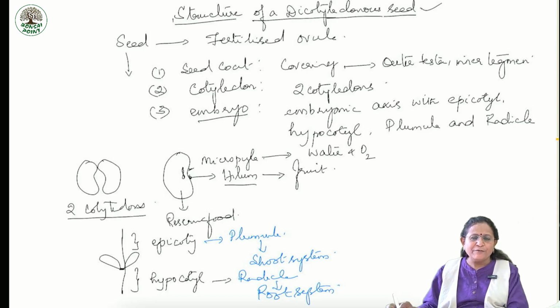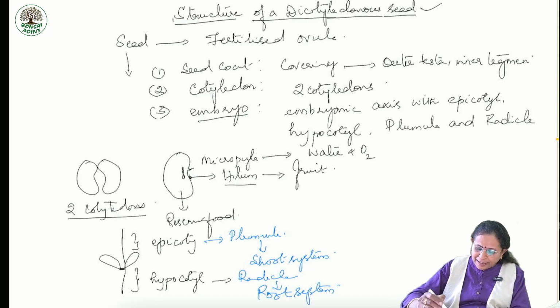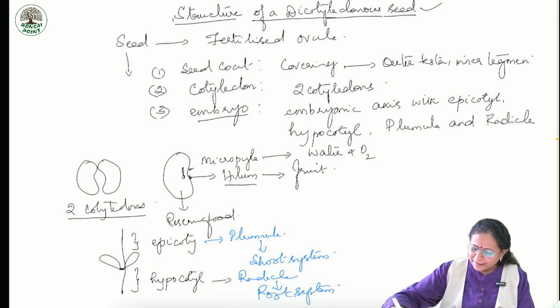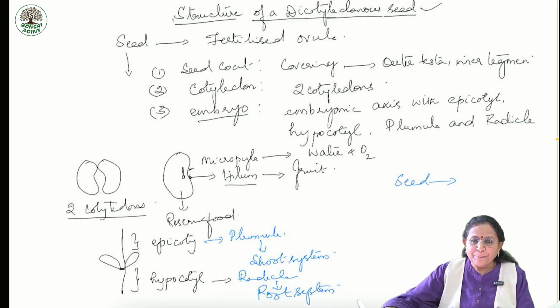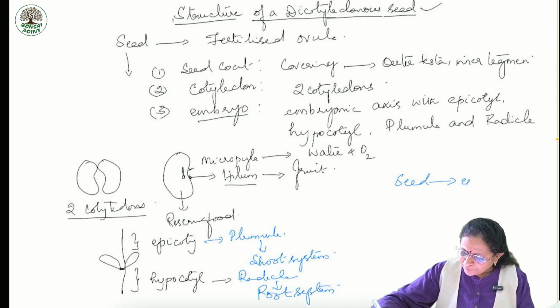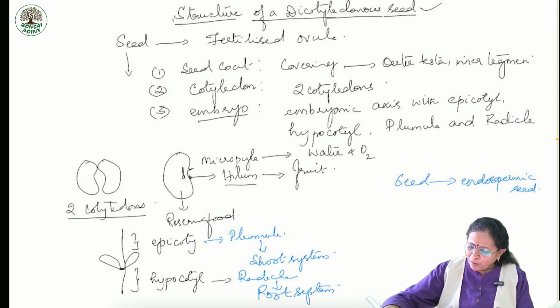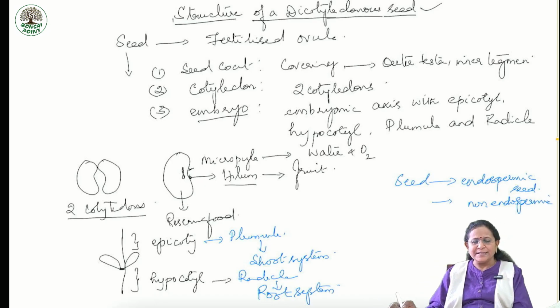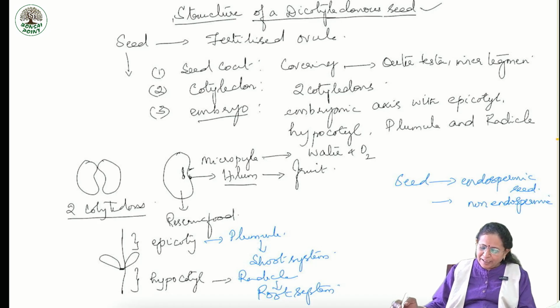This is what we talk with reference to the embryo. Regarding the cotyledons, I told you it has the reserve food. Finally, the seed may have the endosperm, wherein we say endospermic seed, or if it doesn't have, we use the word non-endospermic seed. Is it clear? I'll just show you how to sketch the diagram.